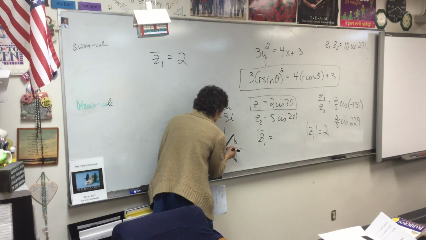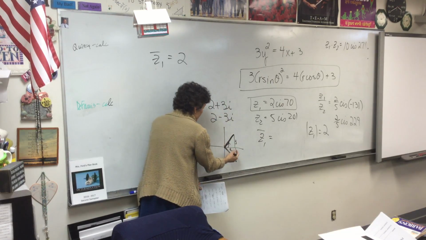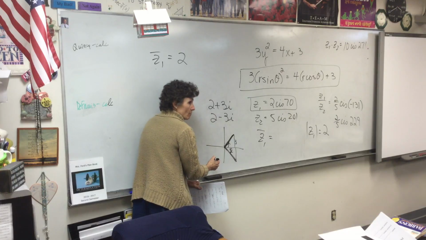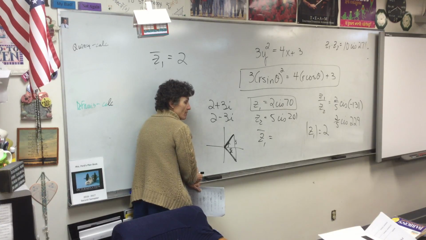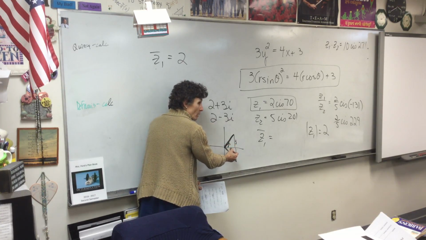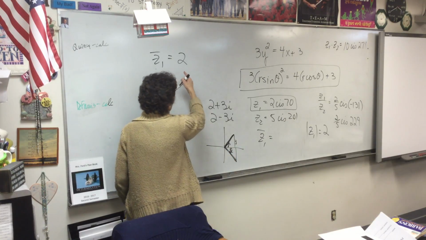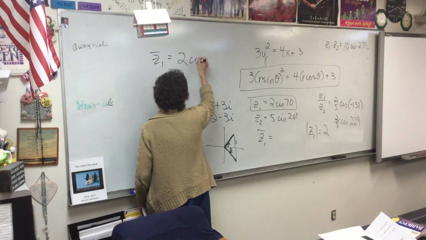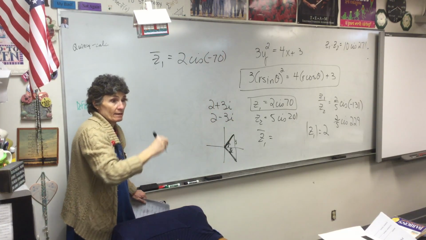Now, here's the theta for the original. Here's the theta for the conjugate. What can you tell me about those 2 thetas? They're the same, but this one is positive and this one is negative. So the conjugate has the same R and the same angle, only negative.